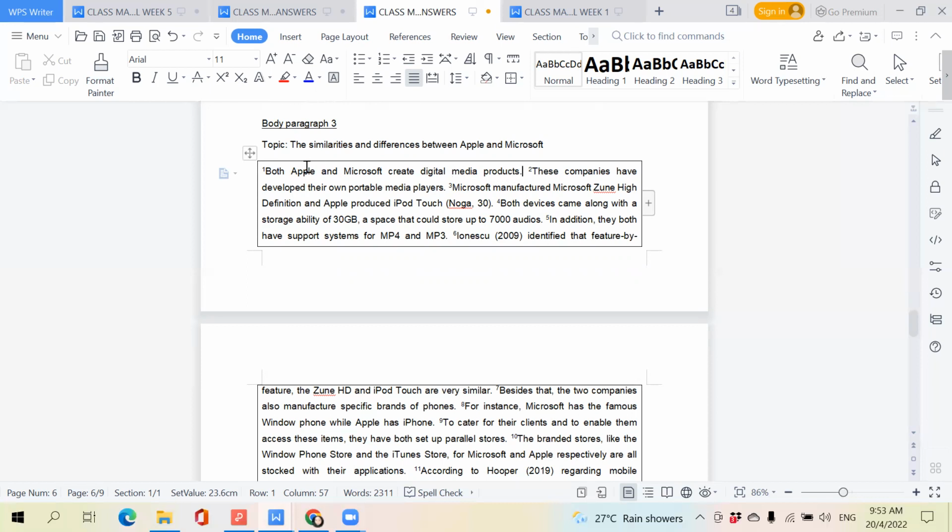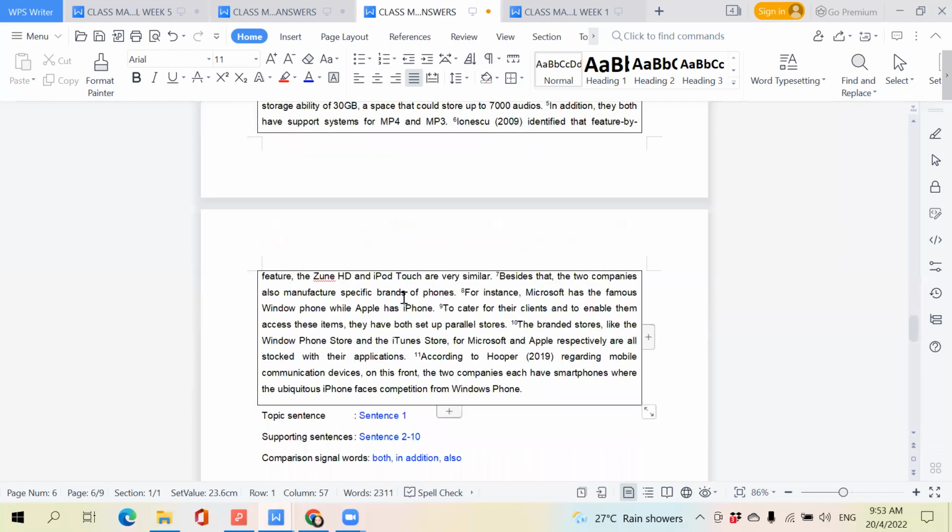That's it. As you can see here, we have all of the three components. You have the comparison signal word, both, then you have the subjects or the topic, Apple and Microsoft, and then you have the POC, the point of comparison, which says create digital media products. Like I said, the topic sentence is sentence number 1, and the supporting sentences are sentences 2 until 10, which are a combination of supporting sentences and supporting details. The comparison signal words are both, in addition, also.